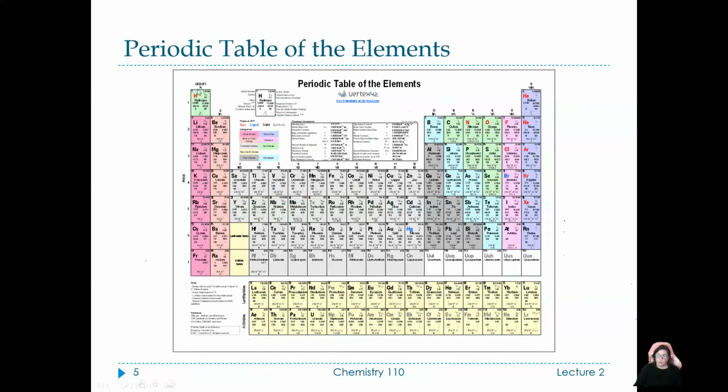Notice that it says group 1. And each one of these has a number. This is 1, this is 2. Over here we have 3, 4, 5. And notice they go all the way up to 18.